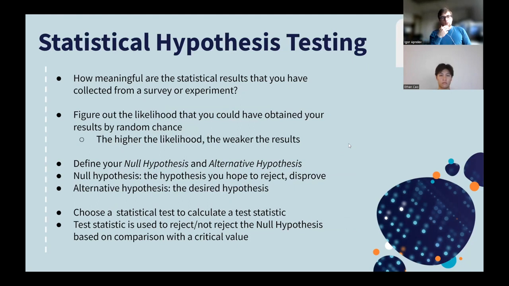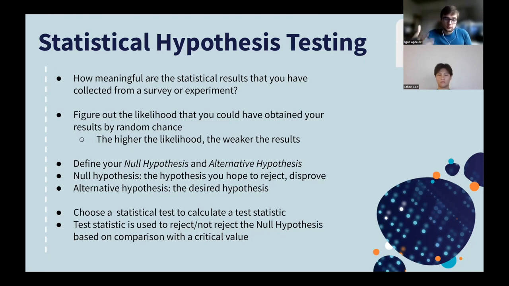All right, and so applying these distributions and these distribution functions, we actually get to statistical hypothesis testing, which is a useful tool for interpreting results in the data sets you might be working with in data science. It's a good way of telling how meaningful the results are that you're collecting from your surveys or experiments. A way to think about how it works is that you look at your results and figure out the likelihood that you could have obtained them by random chance. And the higher the likelihood that you could have gotten your results by random chance, the weaker the results are.